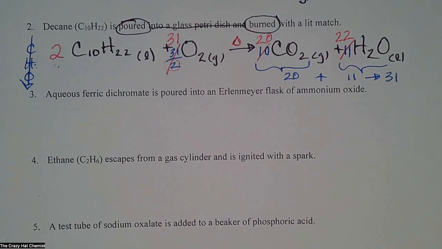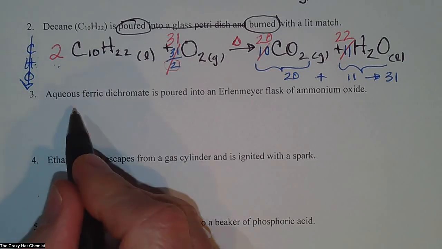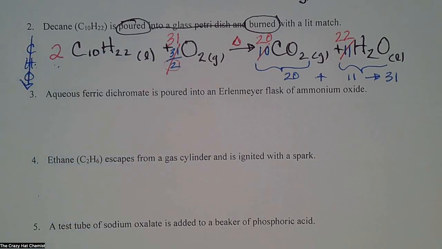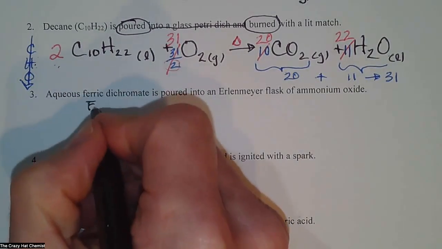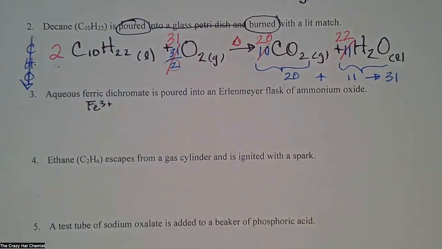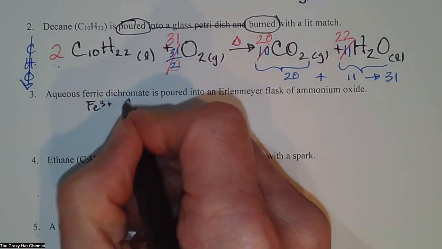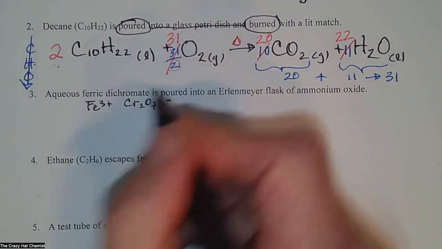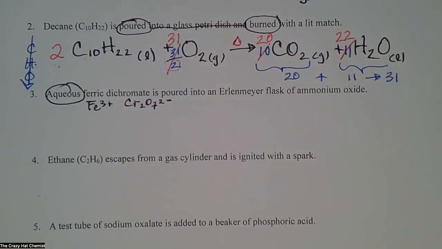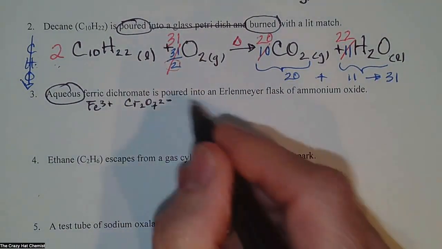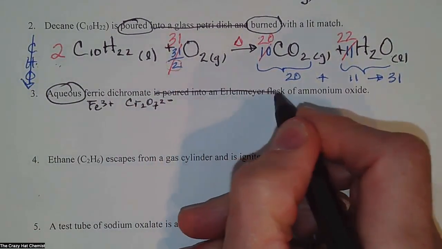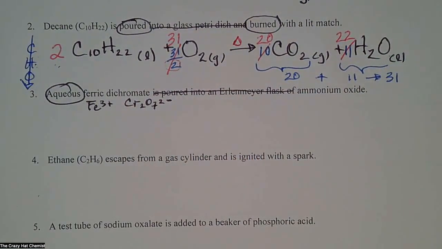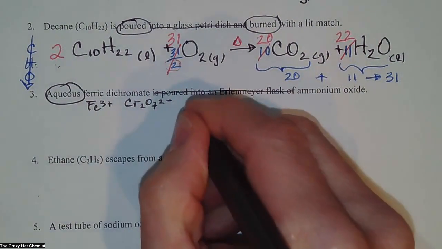All right, next one, number 3, says aqueous ferric dichromate. So ferric is iron that's a 3+ charge. Dichromate is Cr2O7, that's a 2- charge. And it says aqueous, so that means that it's aqueous. Is poured into an Erlenmeyer flask. Really, we don't care about that. And then it says ammonium oxide.